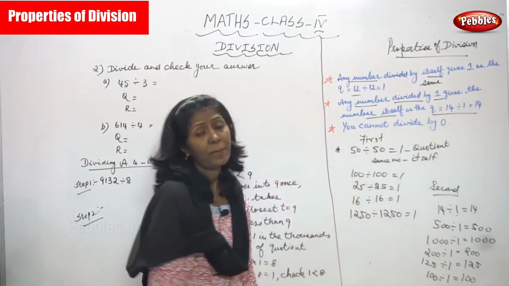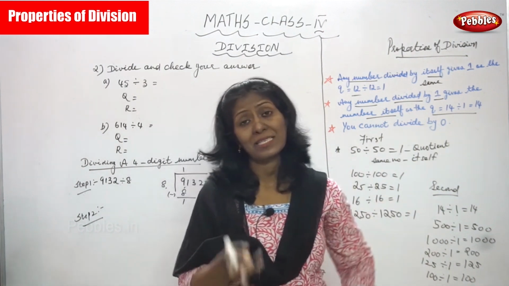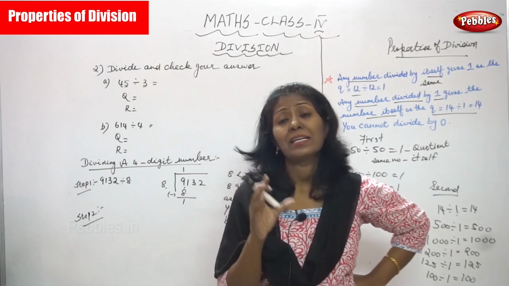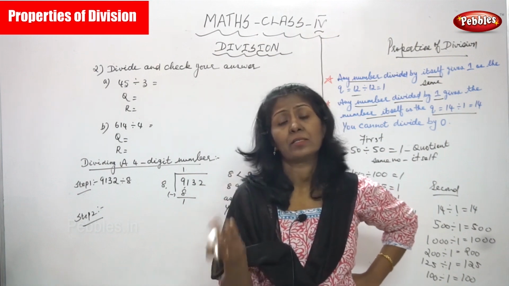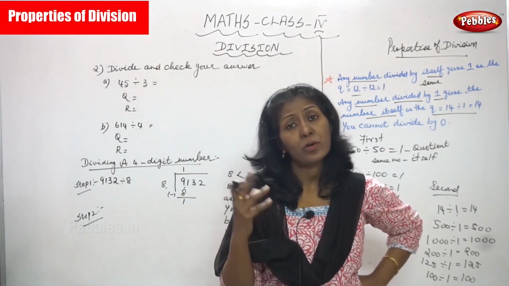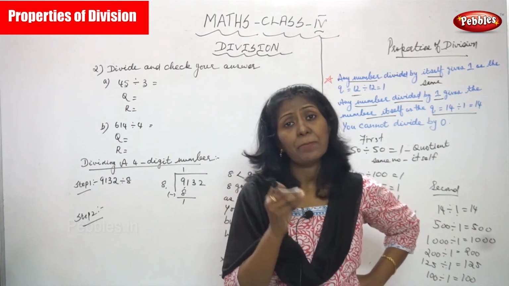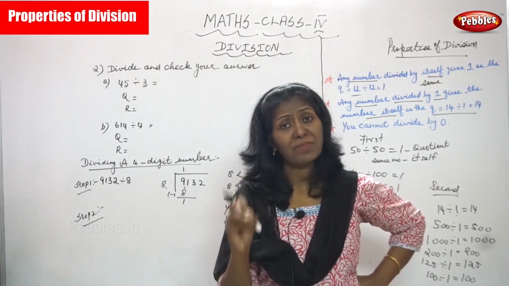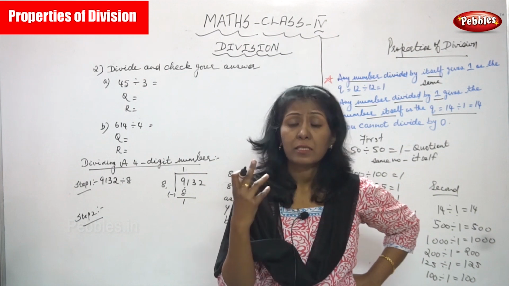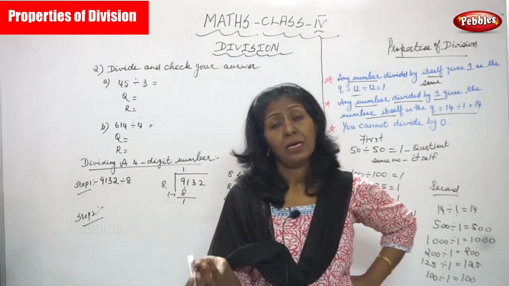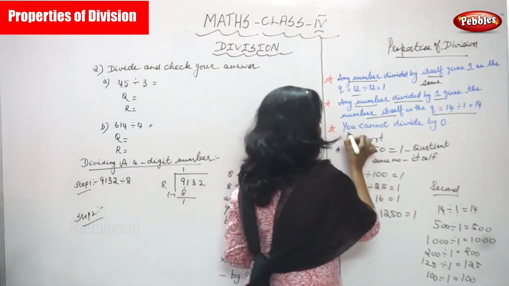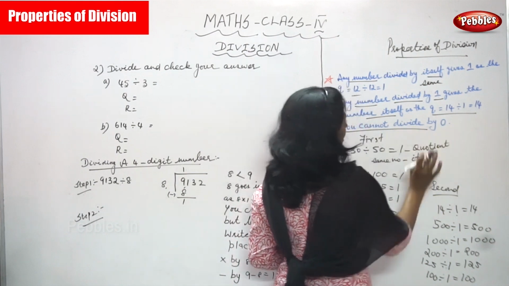And you cannot divide by 0. That is, 100 divided by 0, you cannot define it. It is not divisible. Okay, so any number divided by 0, that means the property cannot be defined. That is the exact meaning: you cannot divide by 0.